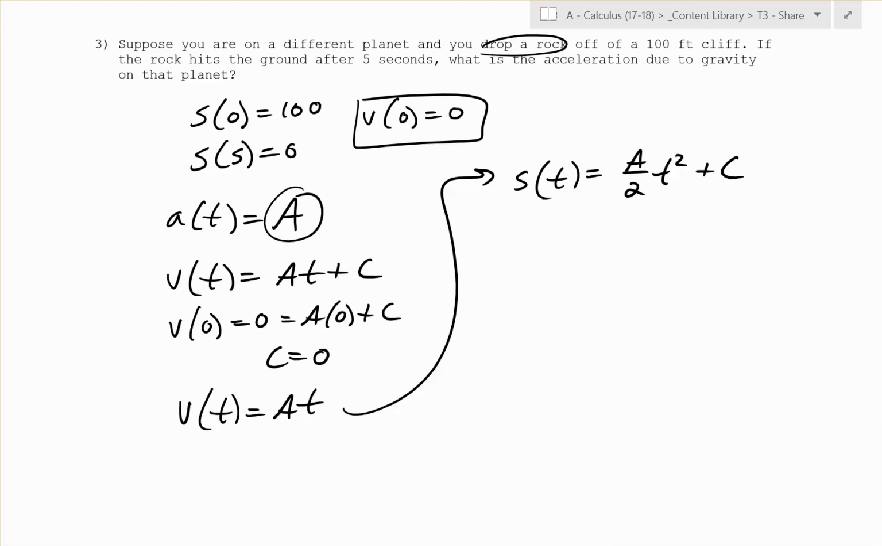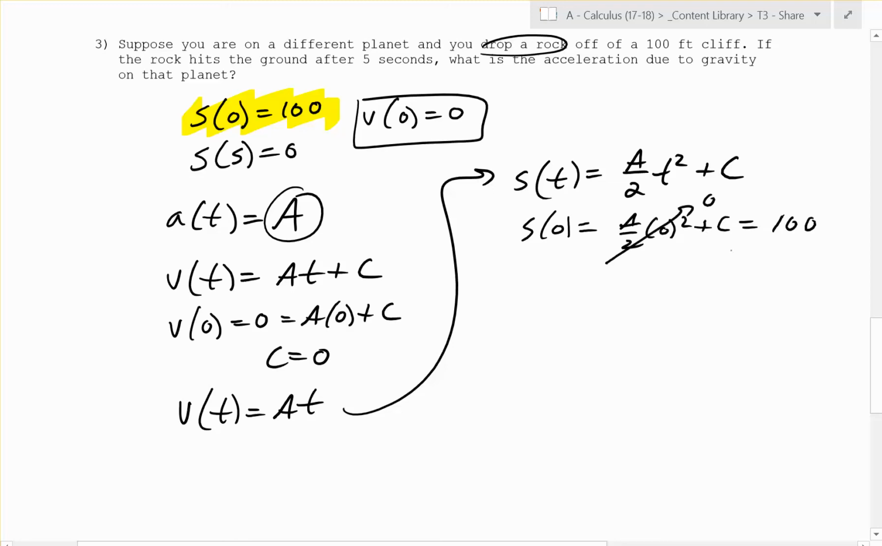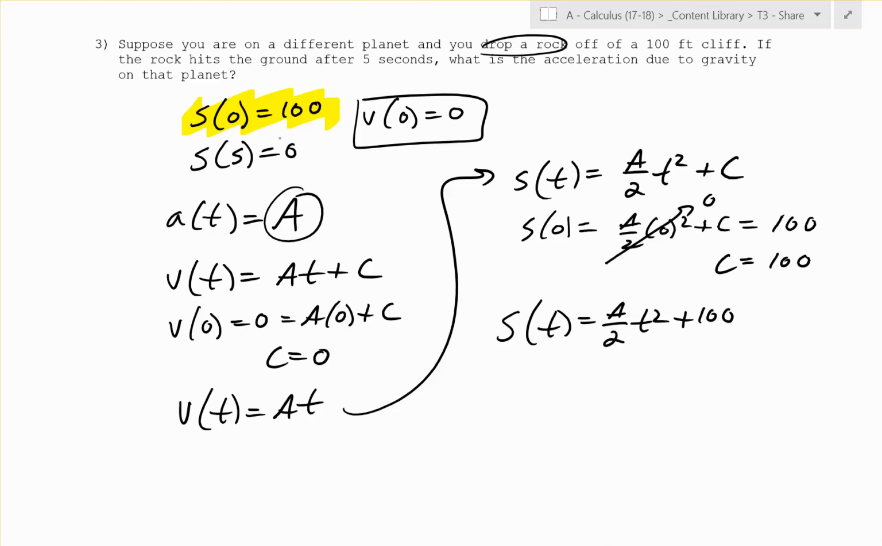But we know that s of 0 is 100, so that means that when you plug in 0, 0 squared, you get 100. So since that's going to go to 0, c here is 100. So what do we know? s of t is a over 2 t squared plus 100. What haven't we used yet? We haven't used s of 5 is 0. So we know that when you plug in 5, you get out 0.